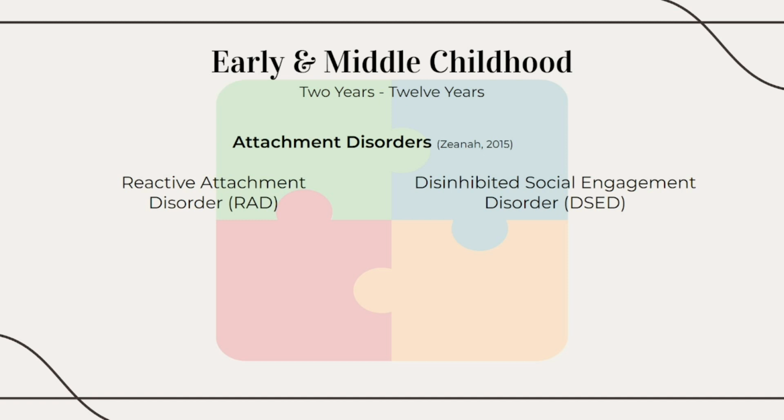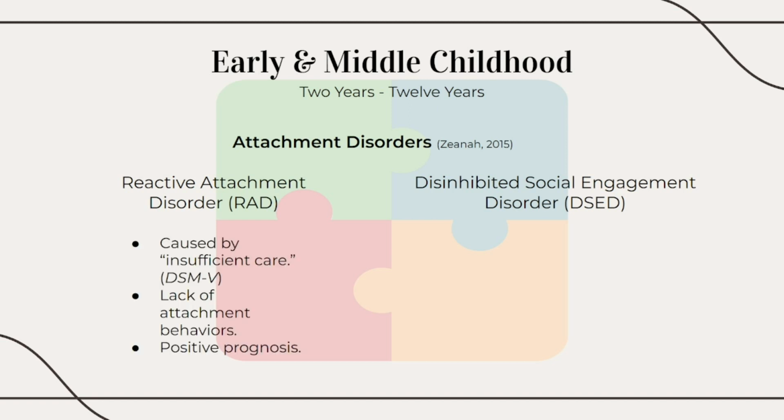Reactive attachment disorder and disinhibited social engagement disorder are similar in that children with either disorder present with significant social impairment. The differentiation between the two disorders comes from their prognoses and their behaviors. Reactive attachment disorder is said by the DSM-5 to be caused by insufficient care, which has resulted in a lack of any attachment behaviors. RAD has a positive prognosis. Once sufficient care is introduced to the child, the disorder often resolves on its own.